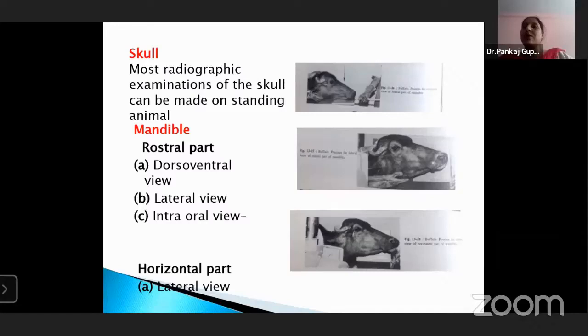Now the horizontal view of the caudal part of mandible. The third picture shows the horizontal positioning for the caudal part of mandible, that is the vertical ramus.